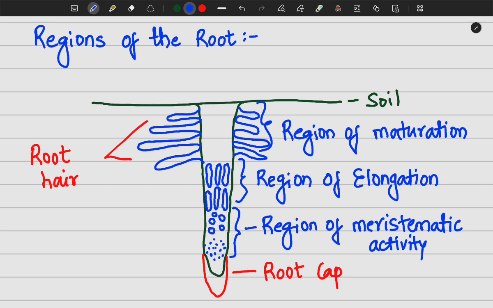And proximal to that region is the region of maturation, where these elongated cells differentiate and mature, and the epidermal cells of the maturation region form thread-like structures which form the root hair that is responsible for the absorption of water and minerals from the soil. So I hope the regions of root is clear.